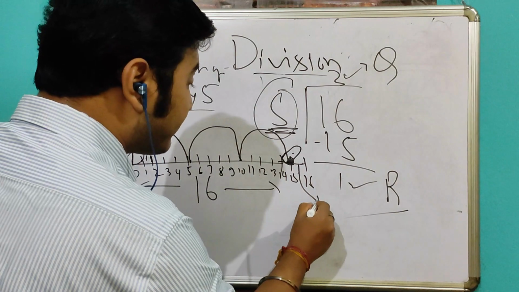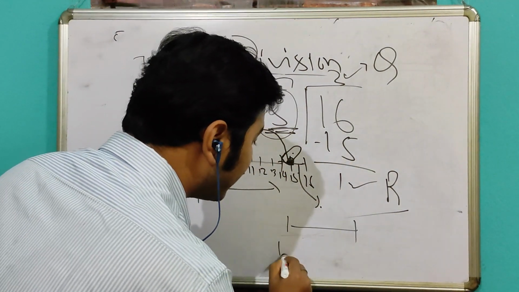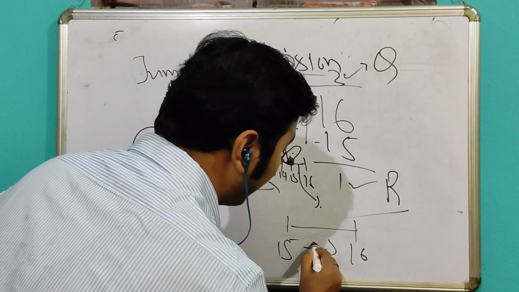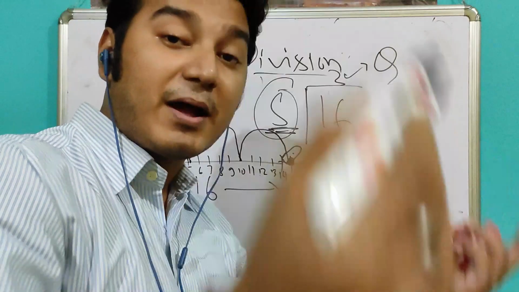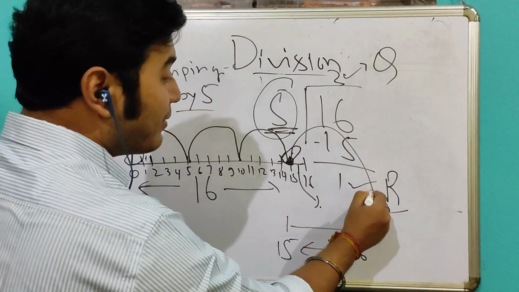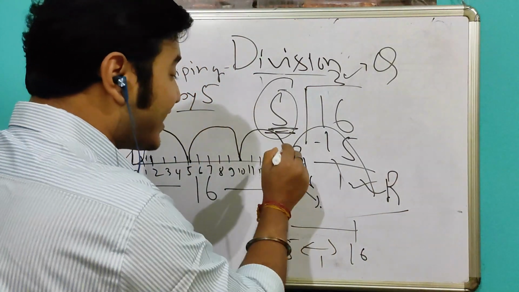And the left over part, this portion, let's just zoom it up. So this from 15 to 16, which has length 1, the frog cannot jump here because the frog is jumping by 5. If the frog jumps, it will go outside. So it is not going to jump, it will stay here.